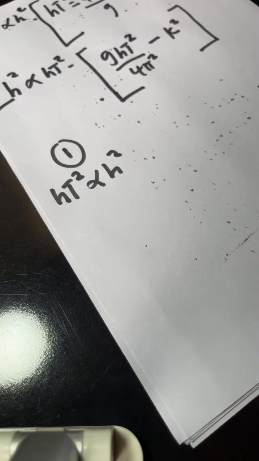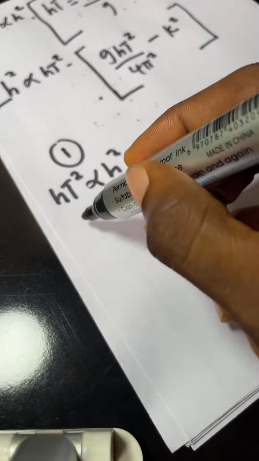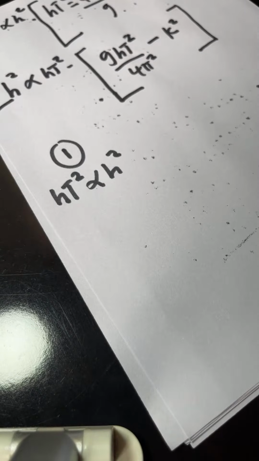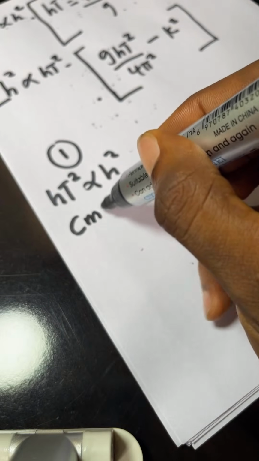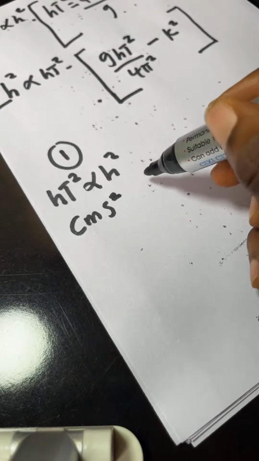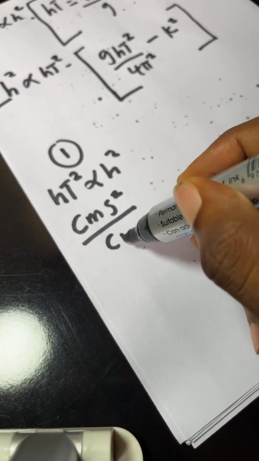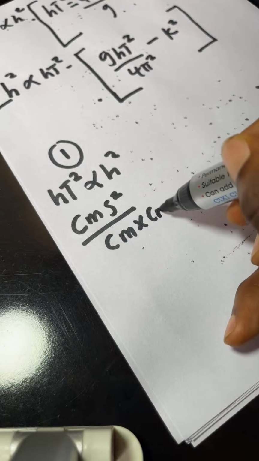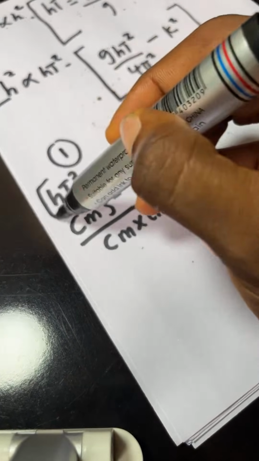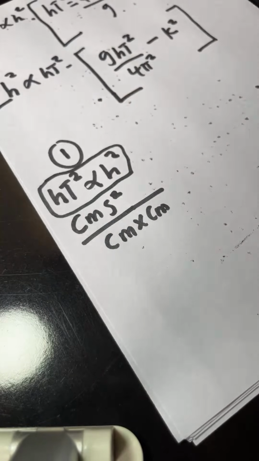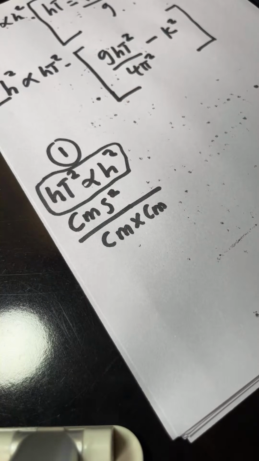Now, what's the unit for ht square against h square? Let's start with the unit. Remember, we did dimension, which I'll be posting a video soon on dimension. So therefore, we have cm s square divided by cm times cm. This is how I can break this for you. Now, this is the unit of this, and we are trying to find the dimensional analysis. You see why dimension is important.